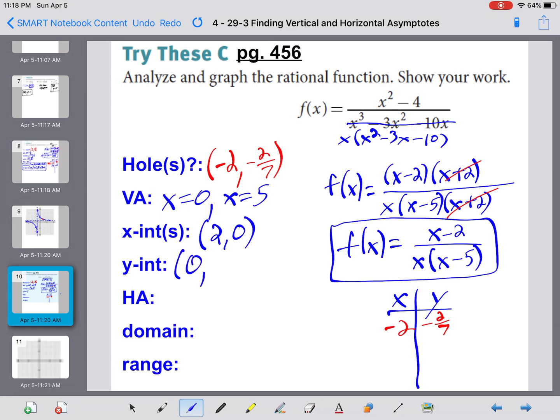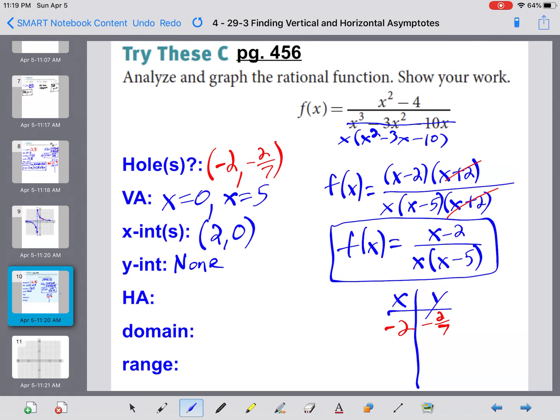Y-intercept, if I plug in 0 for x, let me show you what happens here. If I plug in 0 for x, I get -2 up top, I get 0, and I get -5. Does that look weird to anybody? -2 divided by 0? Yeah, that's undefined, right? I mentioned this earlier. Because I have a vertical asymptote at x equals 0, that is the y-axis. That means I'm not going to have a y-intercept.